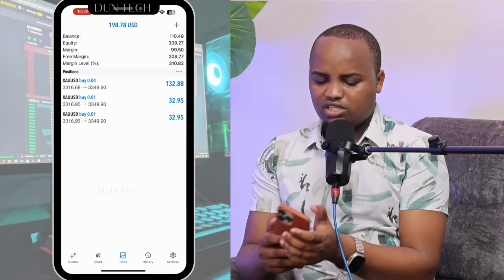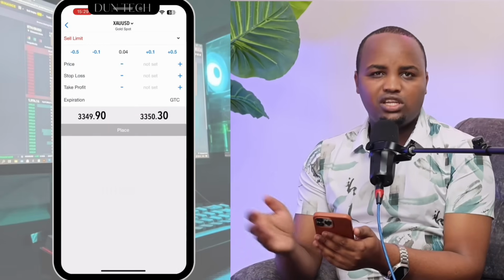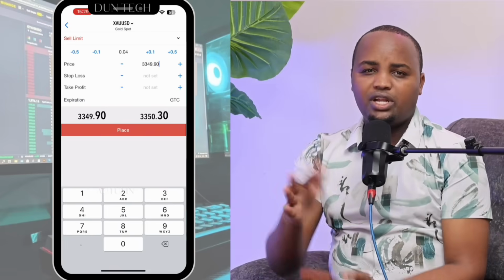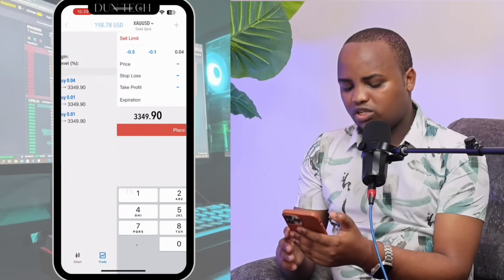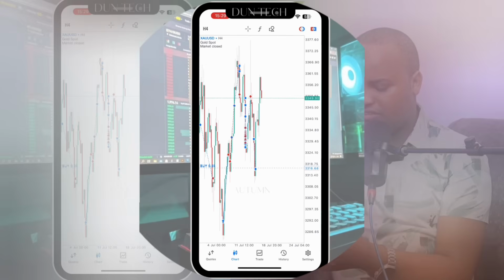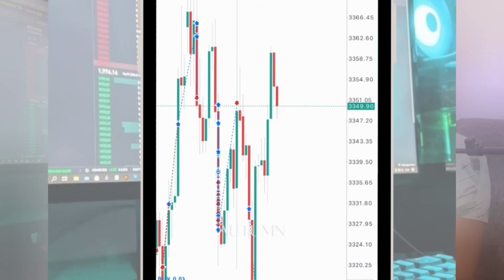Now, the sell limit is the same but opposite. This time you sell at a price. Probably you are predicting that the price of gold is going to move higher, probably to 370 around this area here.